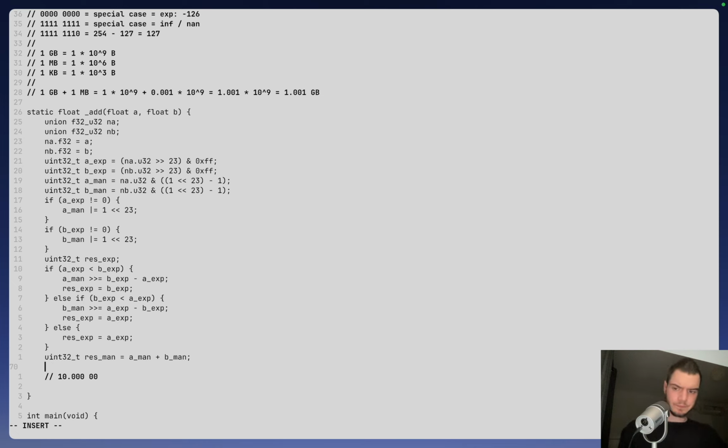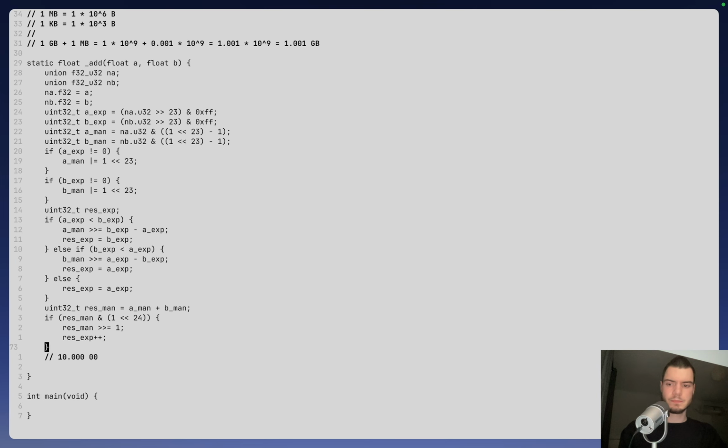That's obviously not right. So we need to check if the bit at position 25, so one shift to the left by 24, of our resulting mantissa is set to 1. And if it is, we have to shift our mantissa to the right by 1 and increment our resulting exponent by 1.